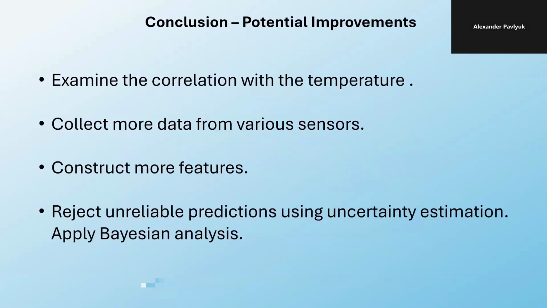So, as potential improvements, I mainly suggest to collect more data points, examine the correlation with the temperature, and construct more features. Also, the rejection of unreliable predictions using uncertainty estimation with Bayesian analysis will be beneficial.